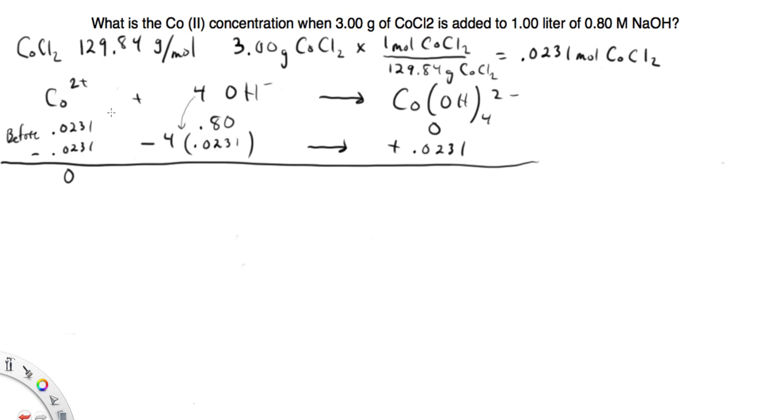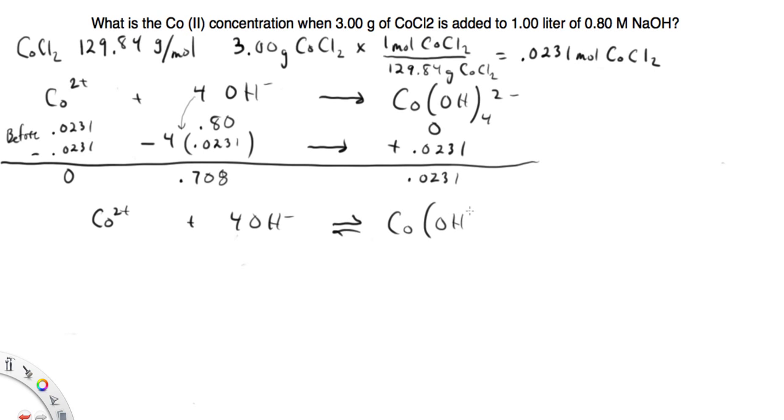All right, so now we can do our calculations after the reaction. Again, cobalt-2 is used up. We get 0.708 moles for our hydroxide, and we have 0.0231 moles for our complex ion. Now let's set up the equilibrium. So I'm going to do this whole reaction again, but this time we're going to be at equilibrium.